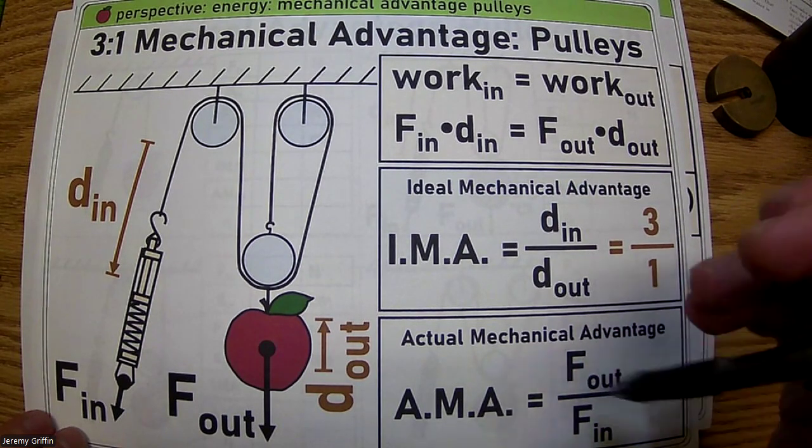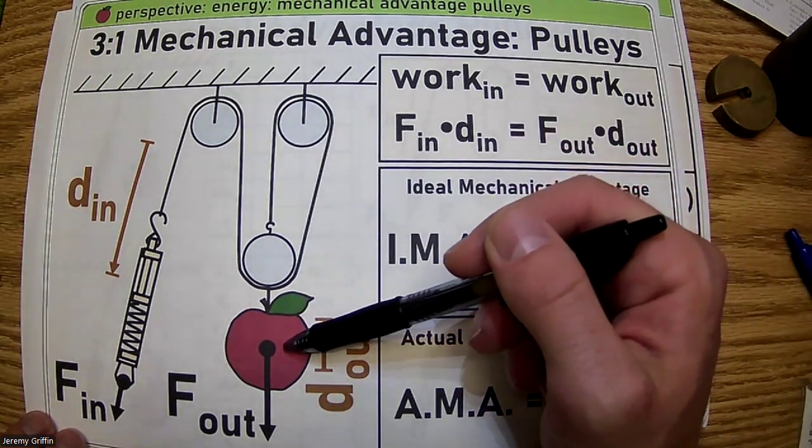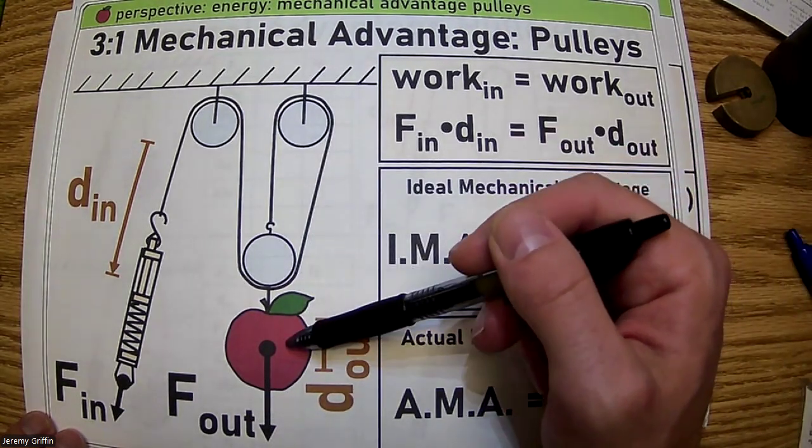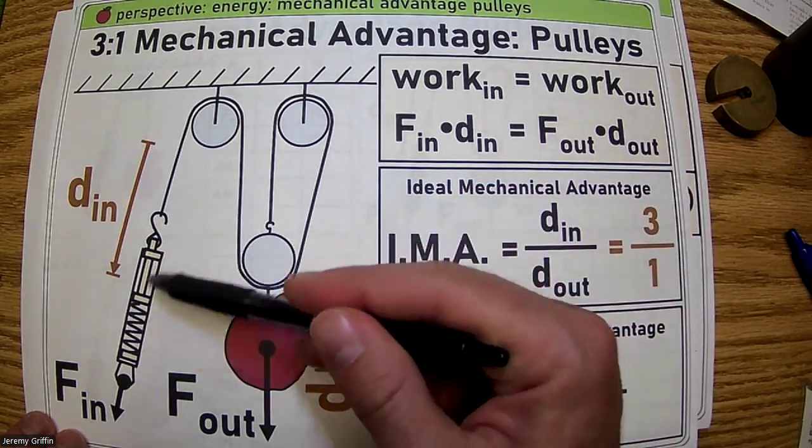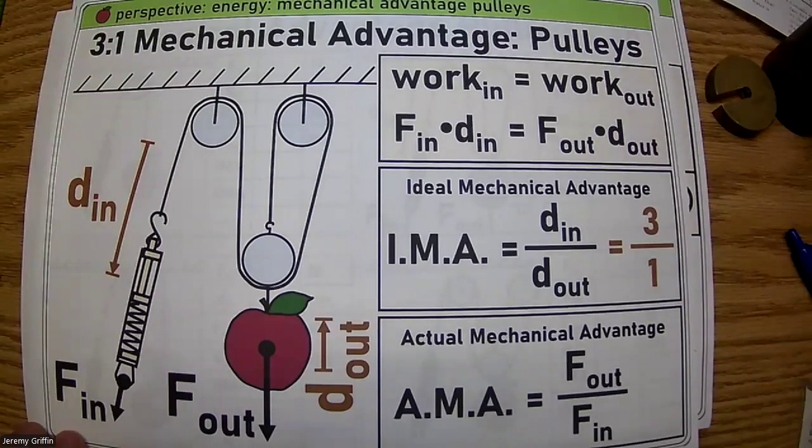But you can see that in terms of distances also. Suppose you lift this 10 centimeters. How much string did you have to pull on the side of the spring scale? 30. So like 30 centimeters, right?